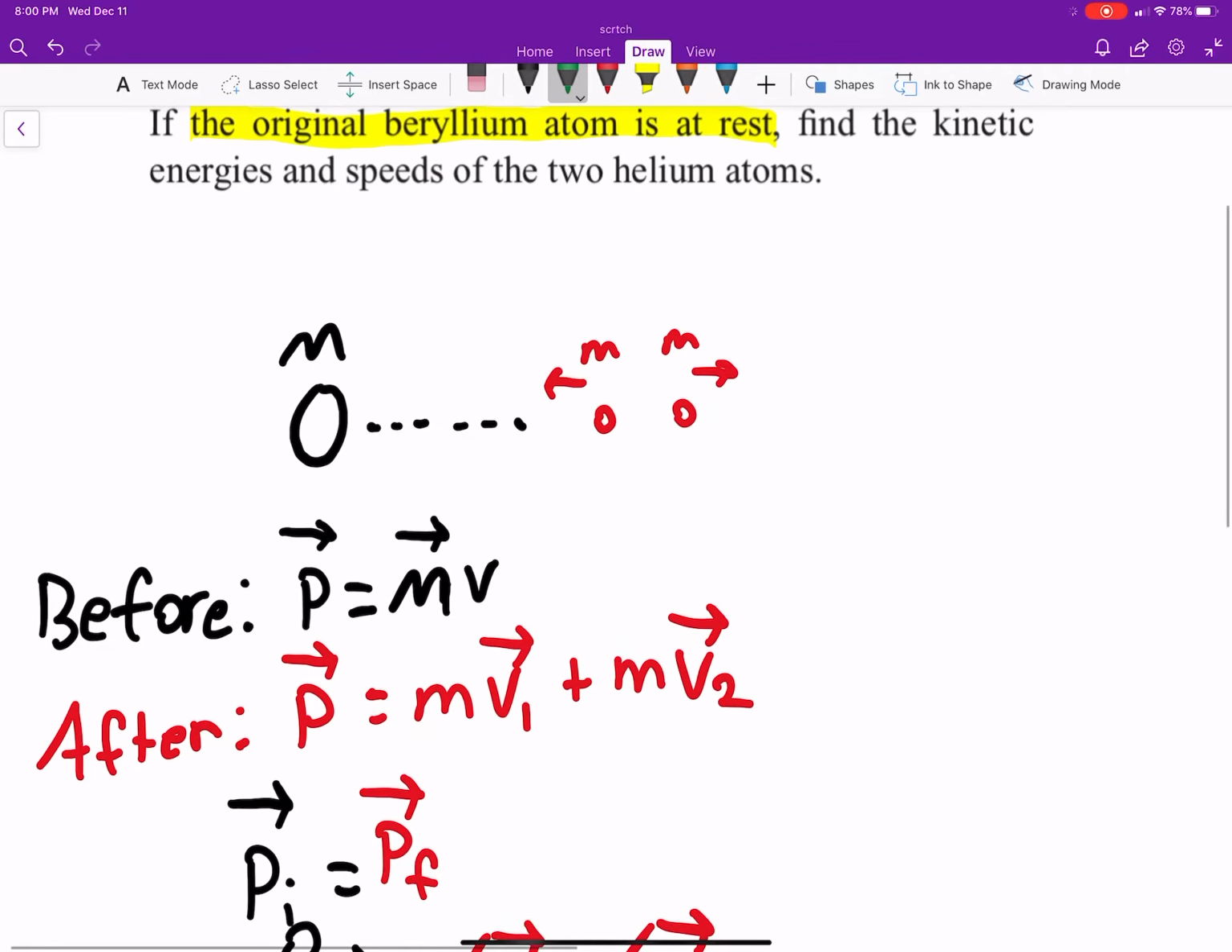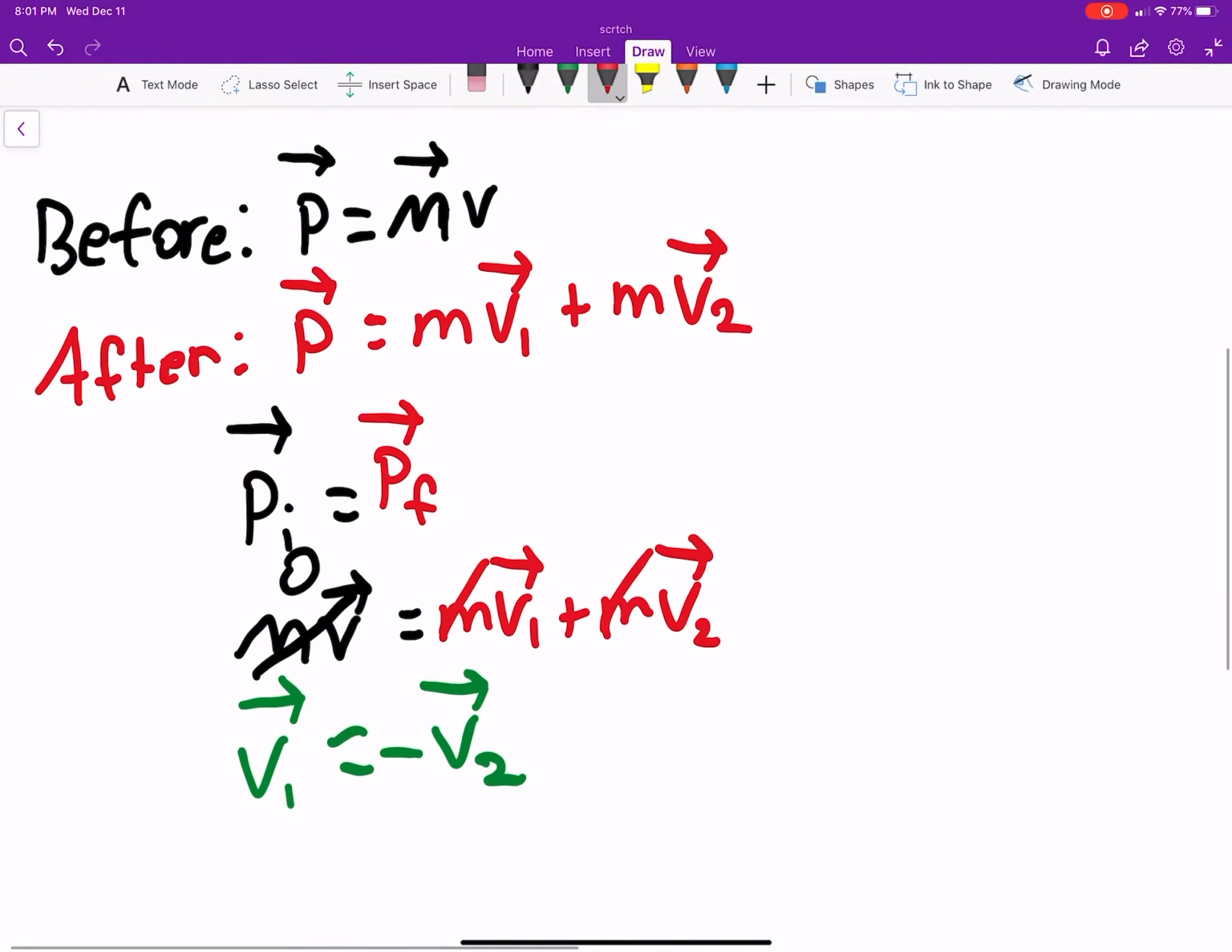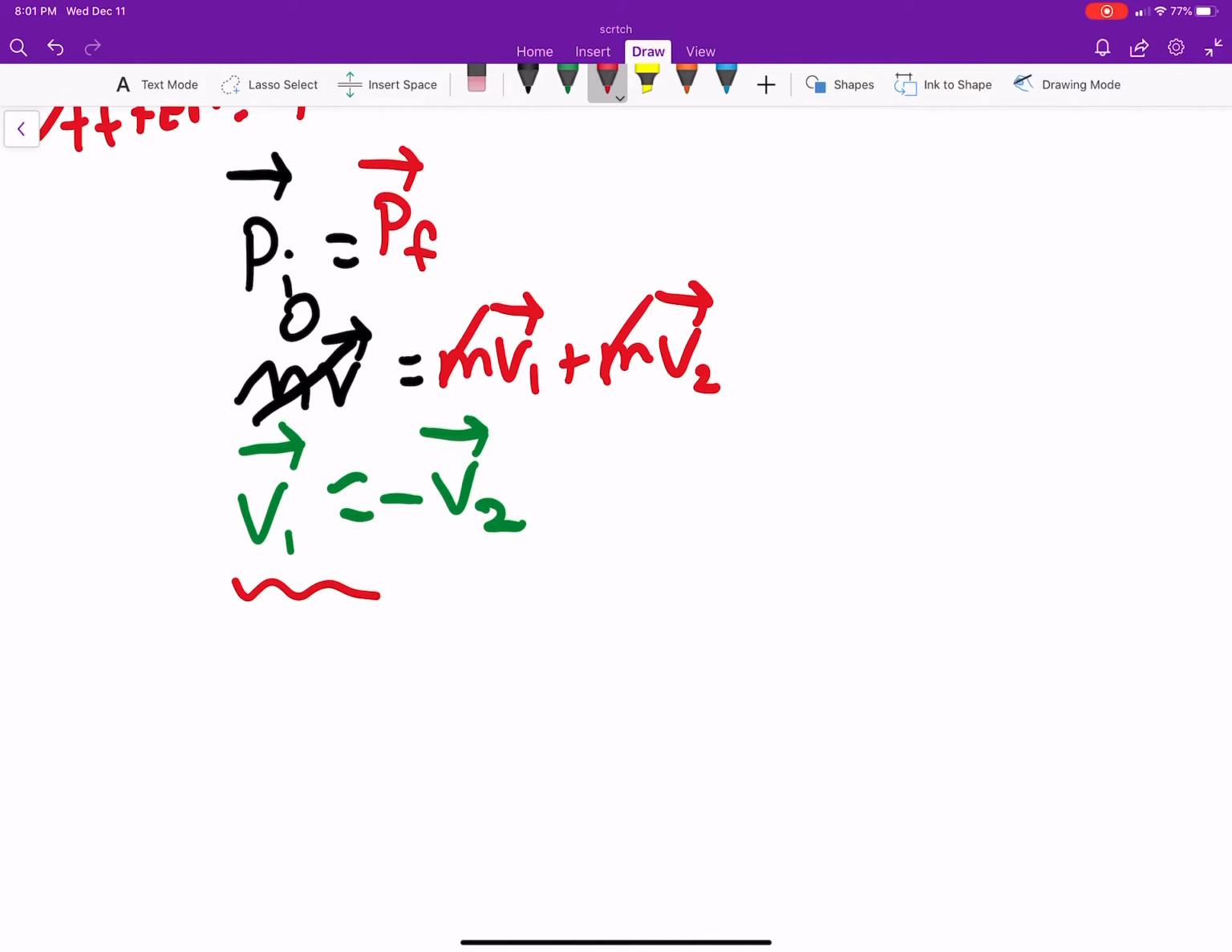So in other words, the speed that this atom is moving in this direction, the other one is moving at the exact same speed, but just going in a different direction. Speed is the magnitude of velocity, and they both have the same magnitude, the same speed, but they're going off in opposite directions. So that's what this bit is showing us.